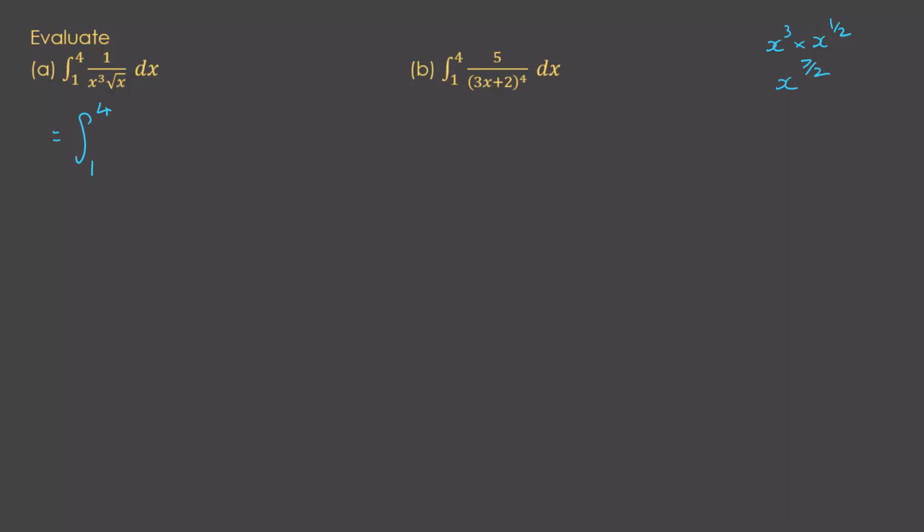Now if it's x to the 7 over 2 on the bottom, that means it's x to the negative 7 over 2 on the top. Now we can integrate that. We increase the power by 1. We divide by the new power.